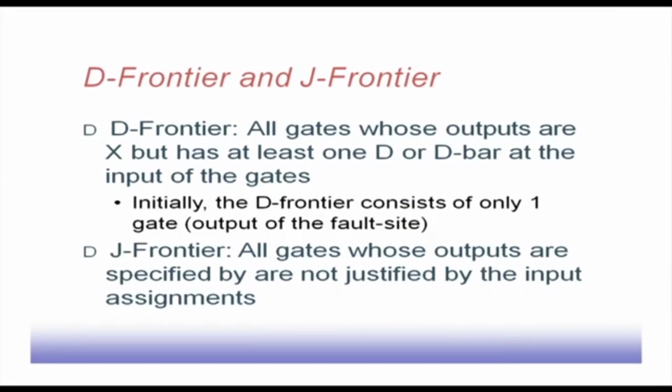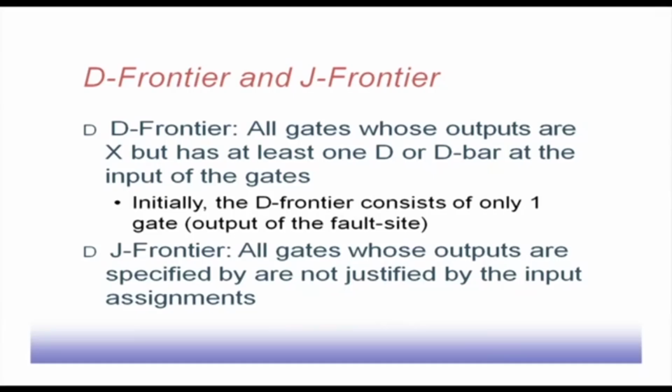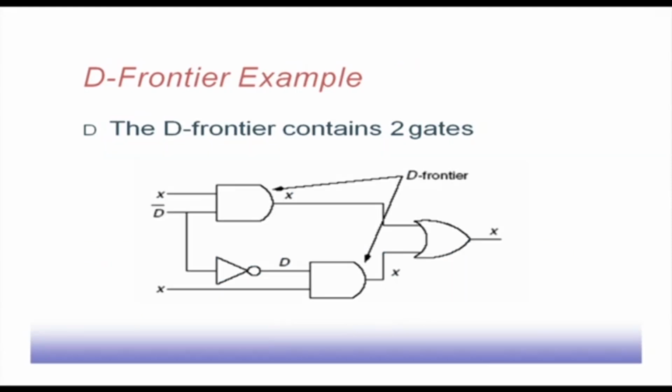Then we have the J frontier. The J frontier consists of all those gates whose outputs are specified but not justified by the input assignment. So, the output values are known, but the inputs are not yet justified; the inputs still remain at X. That is called the J frontier. The D frontier and J frontier will be propagated in such a fashion that all the inputs of the circuit get defined, and the fault gets excited and propagated to the output.